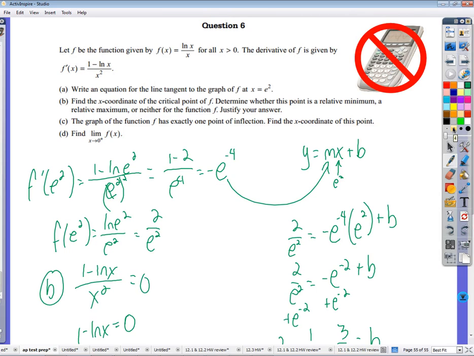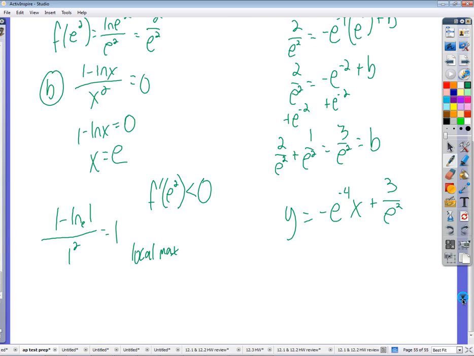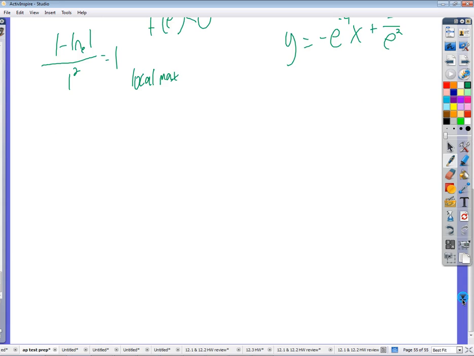The graph of a function f has exactly one point of inflection. Find the x-coordinate of this point. Okay, if we want to find a point of inflection, we're going to have to take the second derivative. So take the derivative of the derivative that's given, 1 minus natural log of x over x squared. Part c.